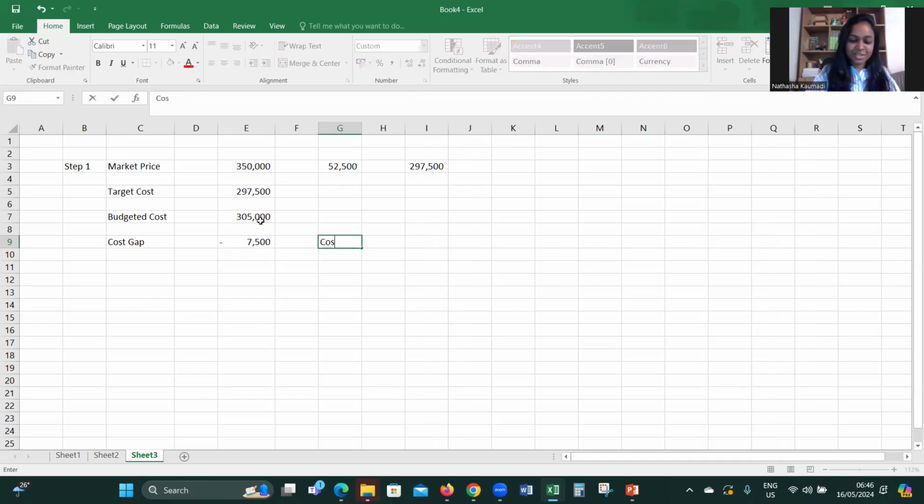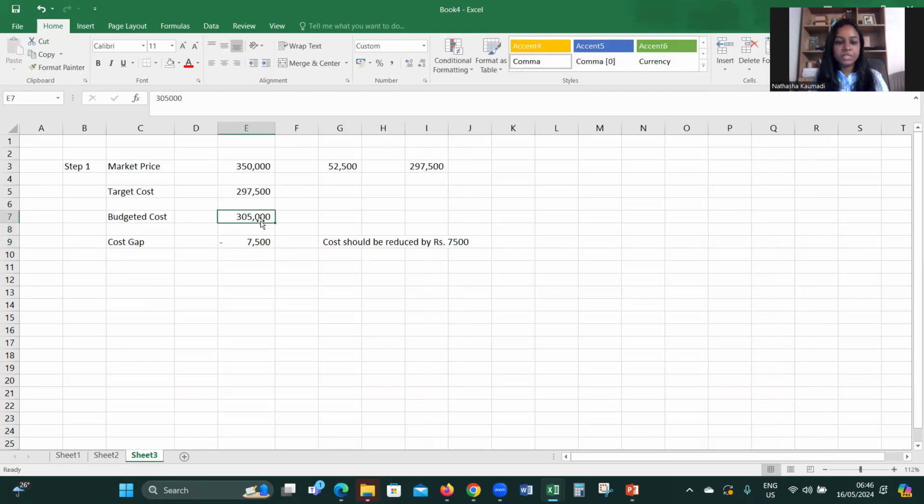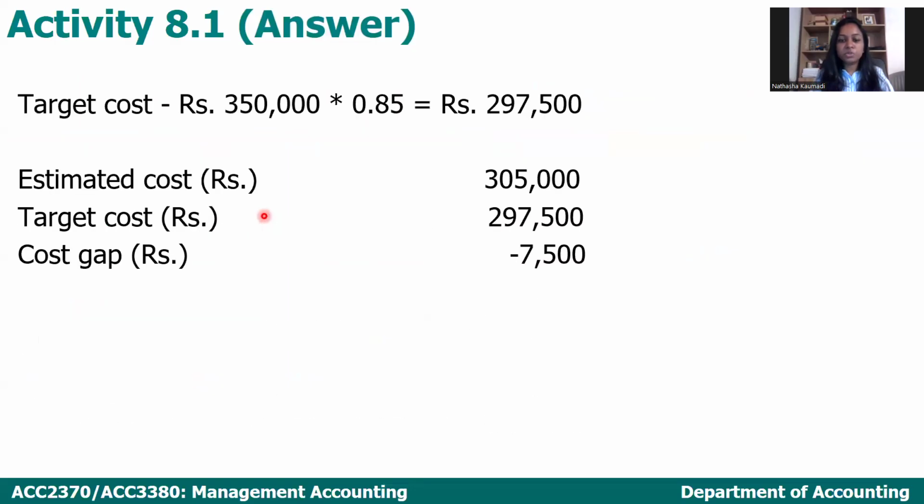Price means the cost. Cost should be reduced by 7,500. You have budgeted 305 rupees as the cost, but your target cost should be, if you want to sell at 350 rupees with a 15% margin, 297,500. That is the cost you can have. But now the cost is higher than the target cost, so you need to find ways to reduce the cost. So this is how you usually do it. The answer is given like this.